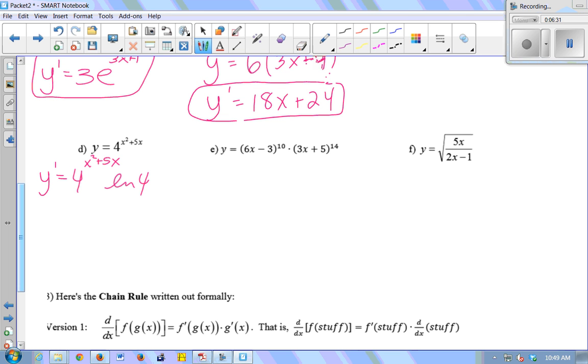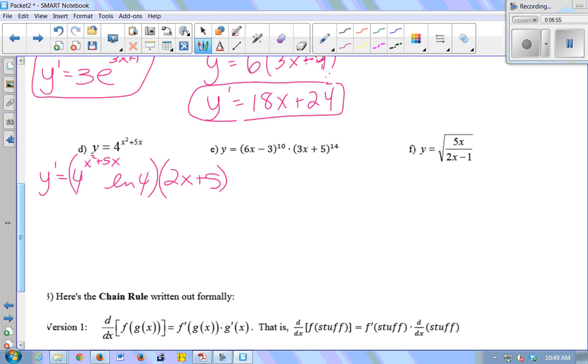But then you still have to multiply by the derivative of the stuff, the derivative of the inside function, which is going to be 2x plus 5. That make sense?